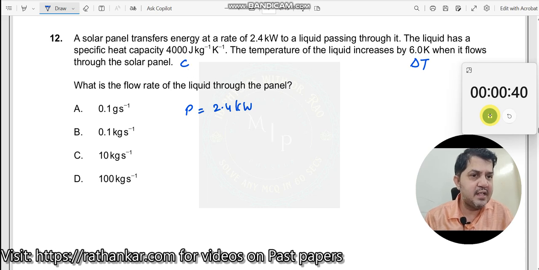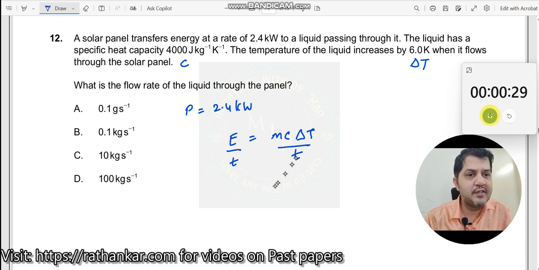Whenever there is C and delta T given, first write down the formula. E is equal to mc delta T. Now power is given, so I can divide this by T, so that this is equal to power. So here also I can divide by T. So what all is known? This is known to me: 2.4 into 10 cube. Mass is unknown. T is also unknown.